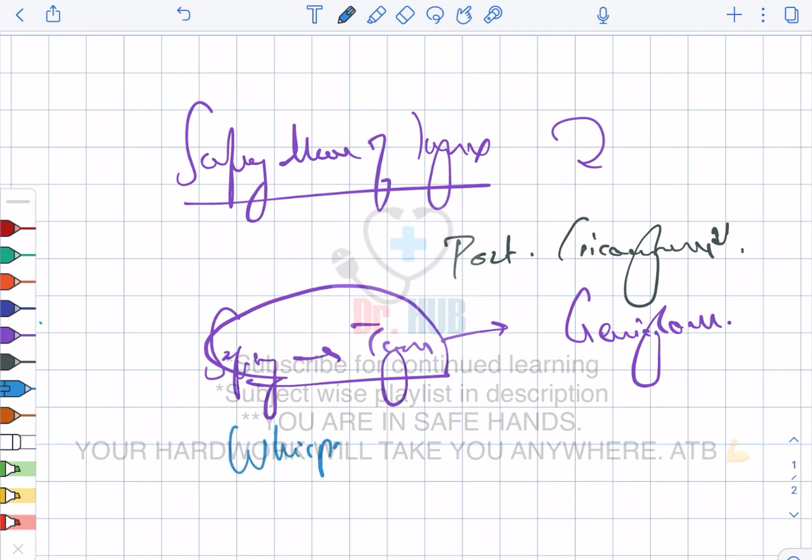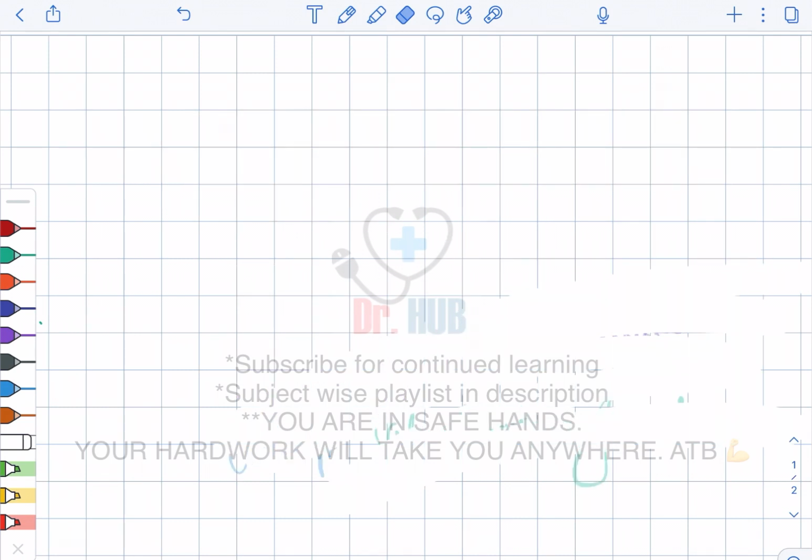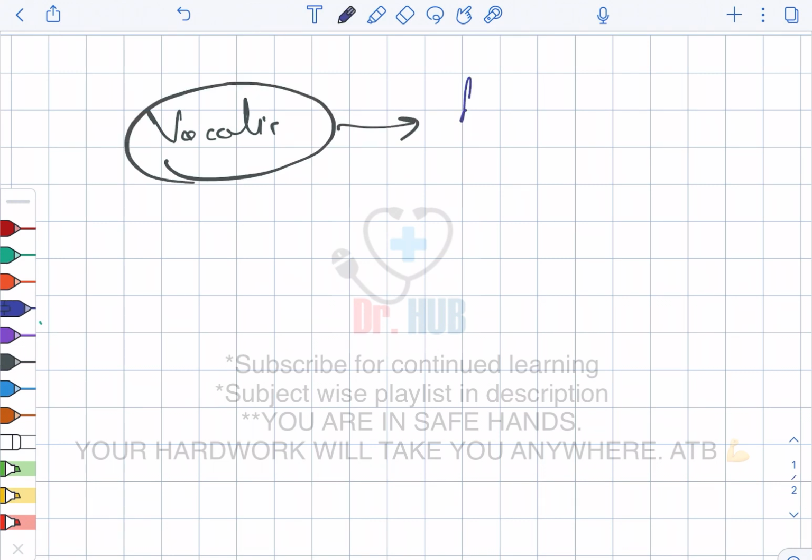Then looking at the muscle for whispering. So this includes the lateral cricoarytenoids. Then another interesting fact about the vocalis. The vocalis is the modulator of the larynx.